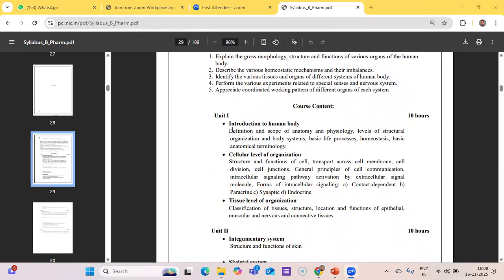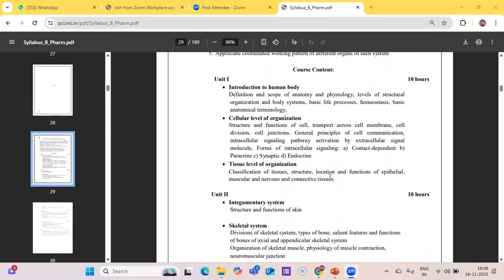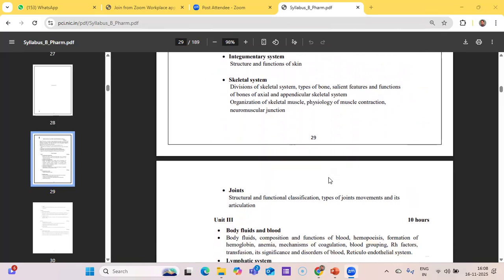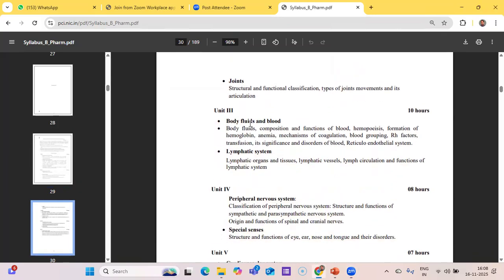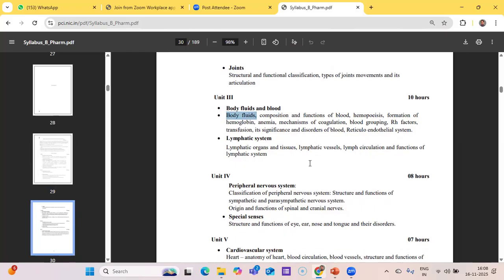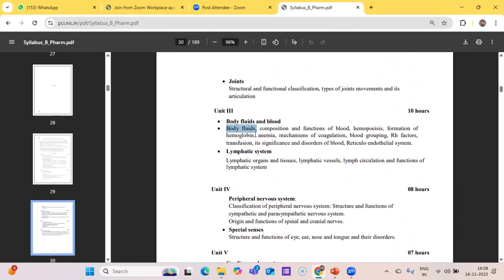We have already covered Unit 1, all the details, tissue levels. Then we are in Unit 3, particularly on body fluids and blood. So in this video, I am going to discuss the body fluid, which is the first topic in Unit 3. Already we have covered the composition and function of blood, mechanism of coagulation, and blood grouping. In the next video, we will cover the remaining topics under this, and then we will move to the lymphatic system and other units.